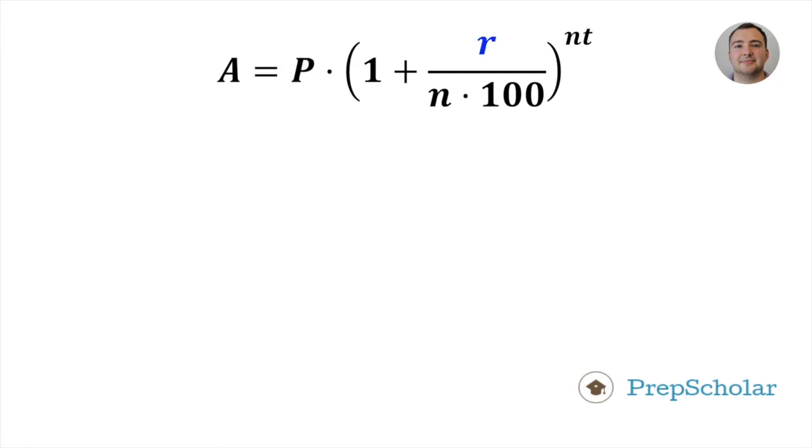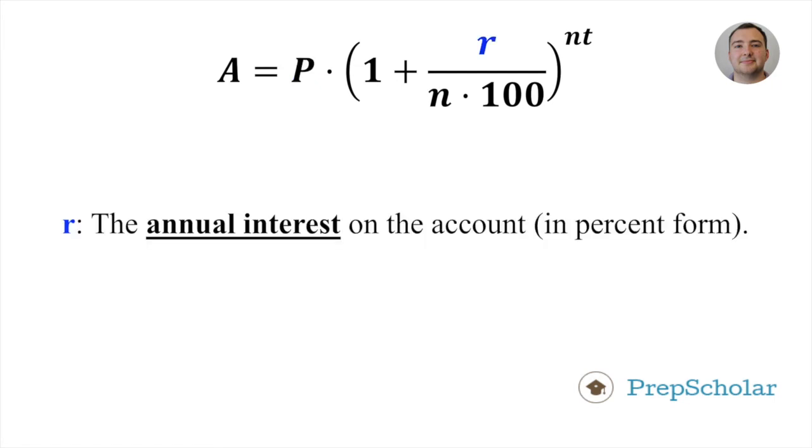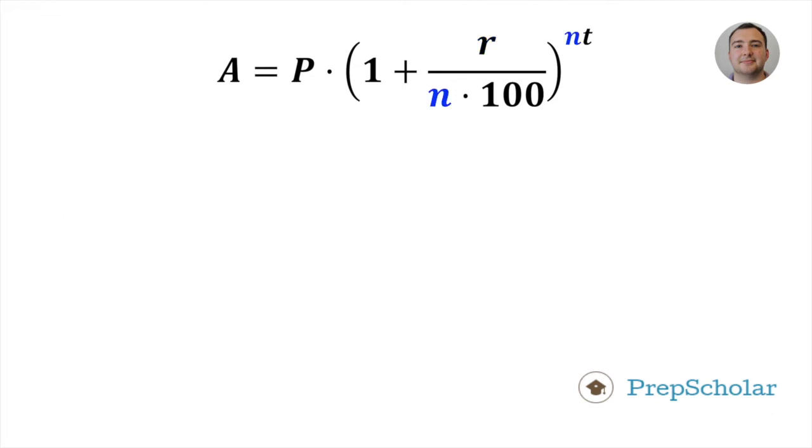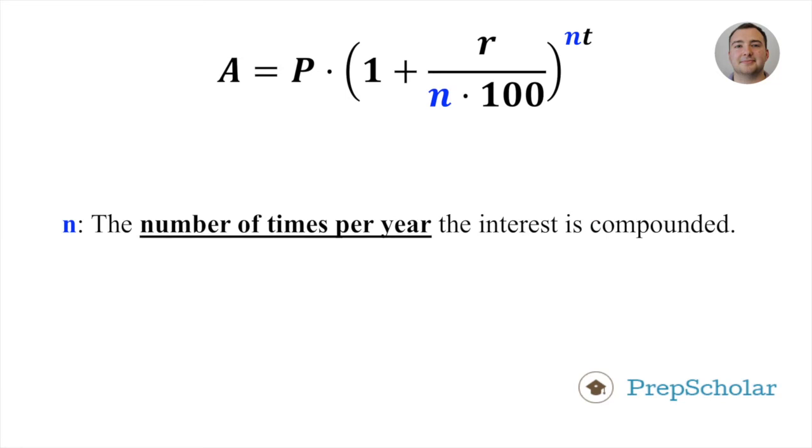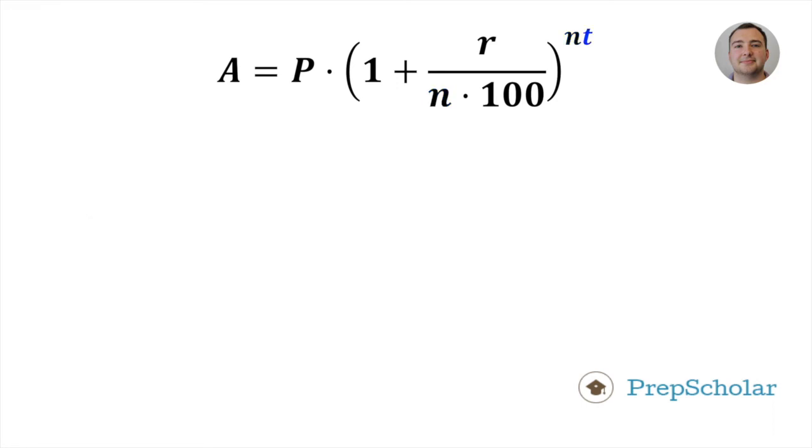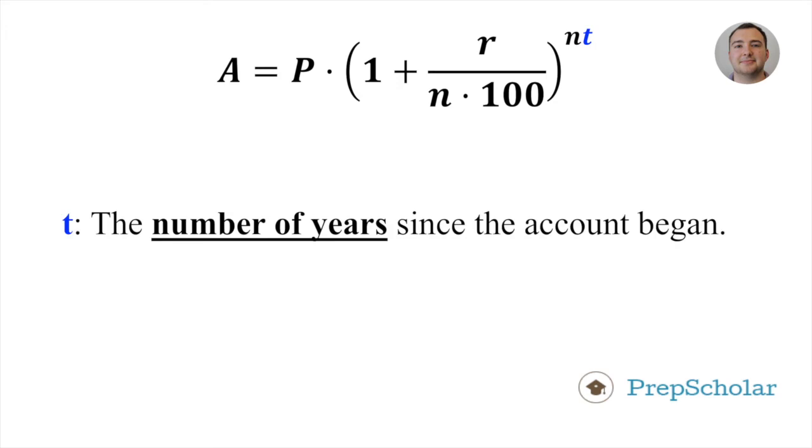The variable r represents the annual interest on the account. We can express this in percent form because we're dividing by 100, which means our final answer will be of the correct size. The variable n, which shows up twice in this equation, represents the number of times per year the interest is compounded. In other words, how often is this actually calculated? Finally, our very last variable, t, represents the number of years that have passed since the account was started.